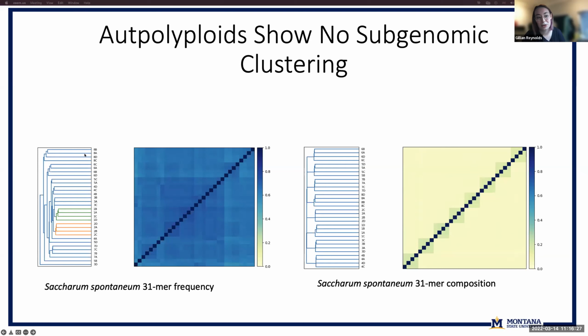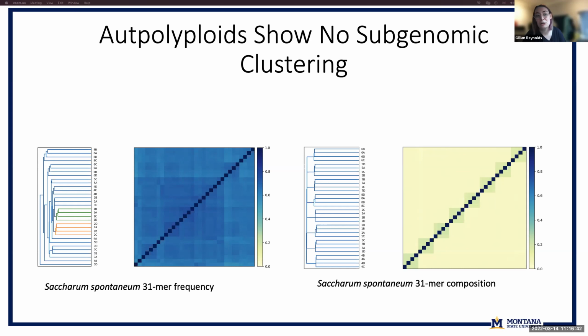So we have some kind of homologous clustering going on, but this does change throughout my KMA value. This is not stable. And then when we get to KMA composition, again, we see this homologous clustering, and that is stable. And so, we have no subgenomic clustering in the autopolyploids.